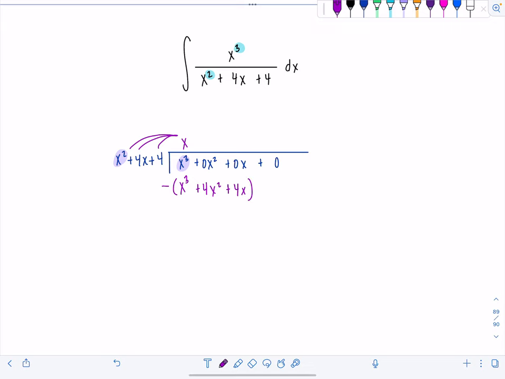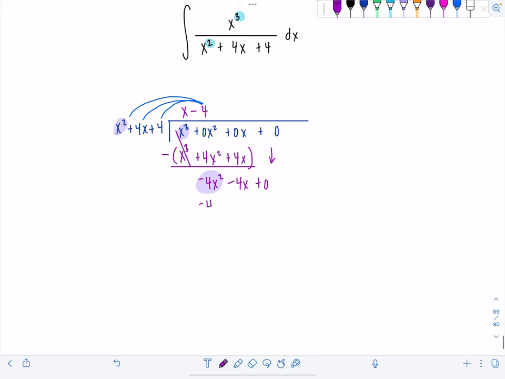Then we subtract this new row from the row above. X cubed cancels, and then we have negative 4x squared minus 4x. I'll bring down the 0. Now we check, can we repeat? So can I divide x squared into negative 4x squared? Yes. What do I multiply x squared by to make it negative 4x squared? Negative 4. And then same thing, you distribute that negative 4 to everybody in the divisor. So we'll have negative 4x squared minus 16x minus 16.